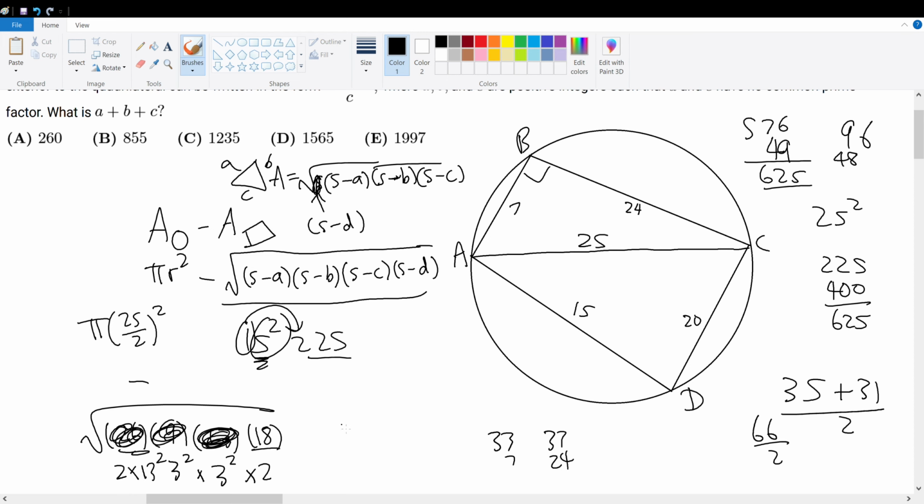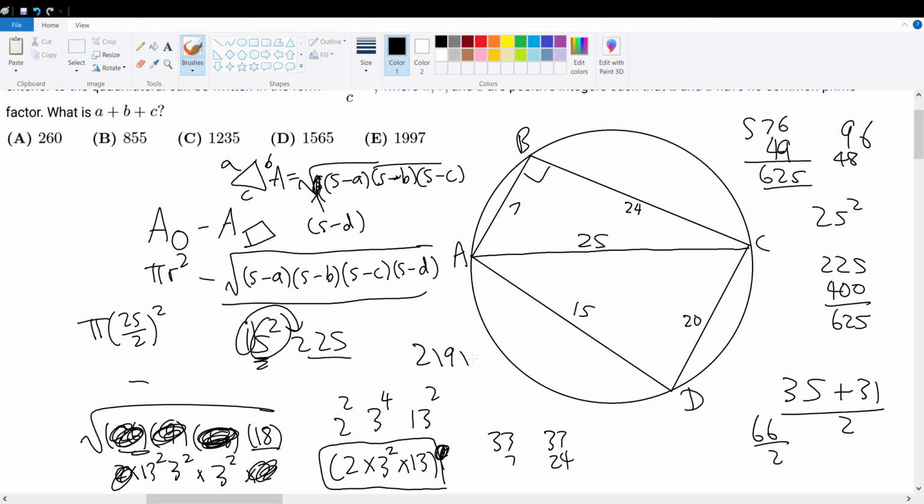So we see here we have a very nice simplification. That is 2 squared times 3 to the 4th times 13 squared, which is the same thing as the square of 2 times 3 squared times 13. So your final output would be this quantity without the square, which is 2 times 9 times 13, the same thing as 26 times 9, which is 234. So minus 234 would be your final answer.